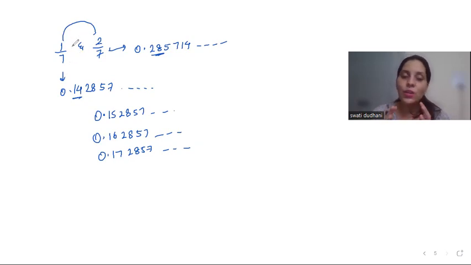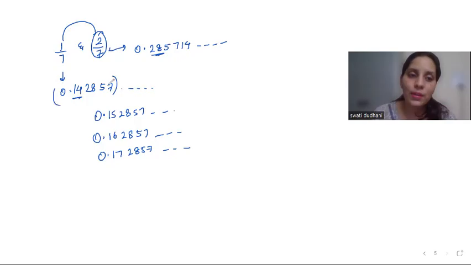So this is how you can also find rational as well as irrational numbers. So how do we get 2 by 7? It is just that I multiply this with 2. So 14 into 2, 28. So likewise, you can find out.